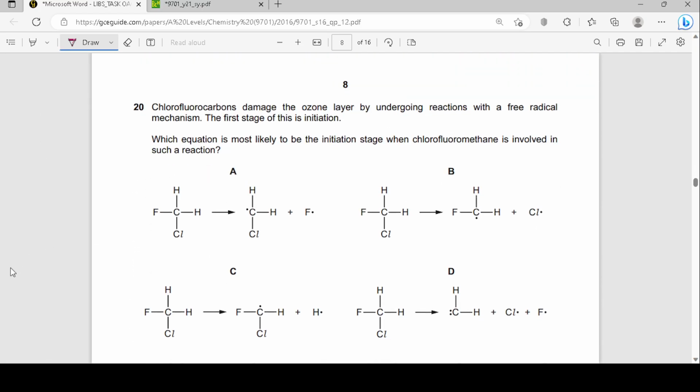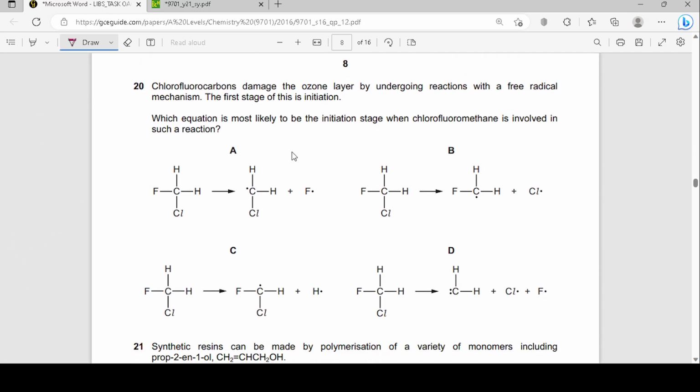Next question. Chlorofluorocarbons damage the ozone layer by undergoing reactions with the free radical mechanism. The first stage of this is initiation. Which equation is most likely to be the initiation stage when chlorofluoromethane is involved in such a reaction?